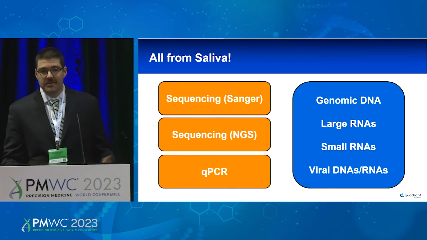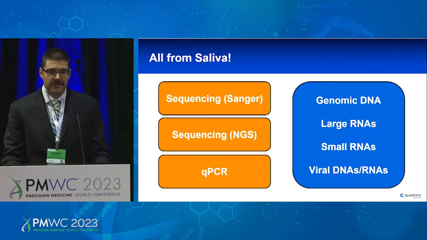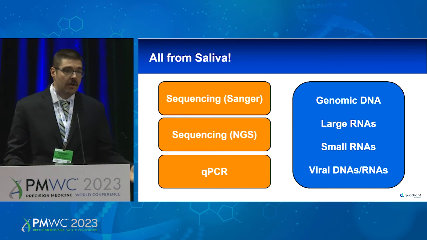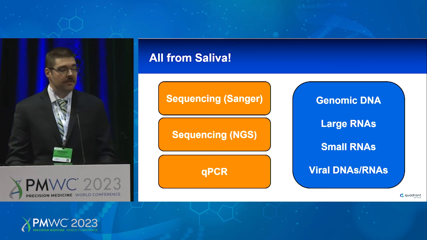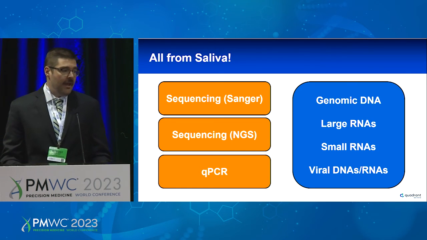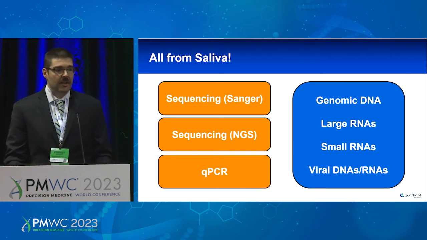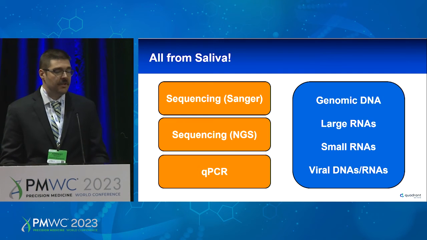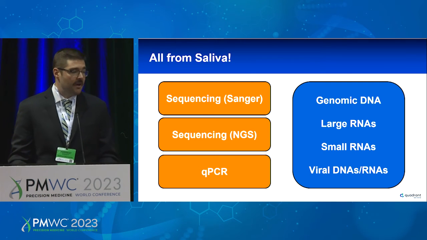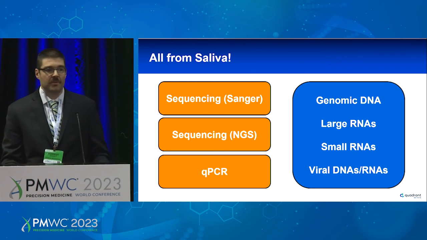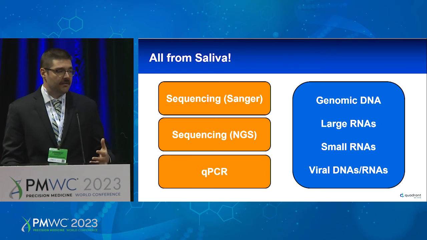So, as you just saw, all from saliva, right? We can take these saliva swabs, we can extract from them genomic DNA, large RNAs, small RNAs, such as microRNAs and piRNAs, as well as viral genomes. And using NGS as our central technology, but as well focusing on the kinds of sequencing we can do with traditional Sanger sequencing, and adapting many of those to qPCR settings as well, so they're a little bit easier to implement in the clinic. Really take saliva and just project that out to a number of different diagnostic tools.